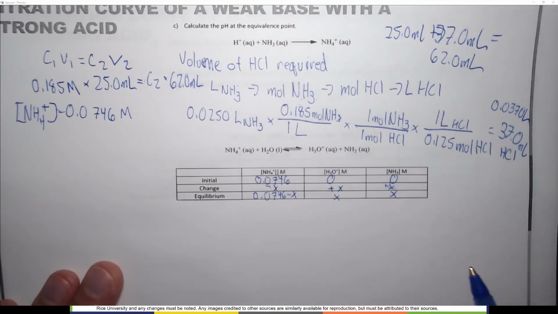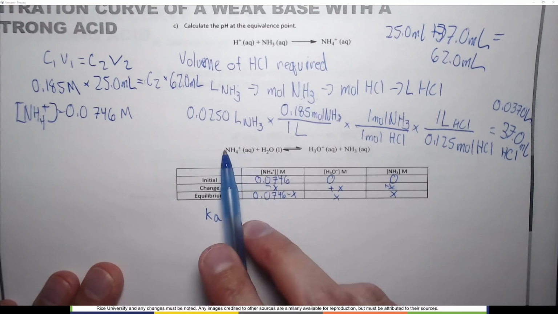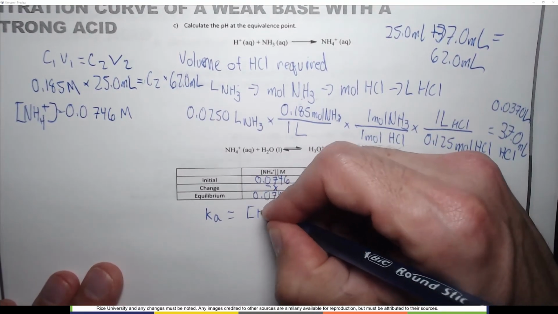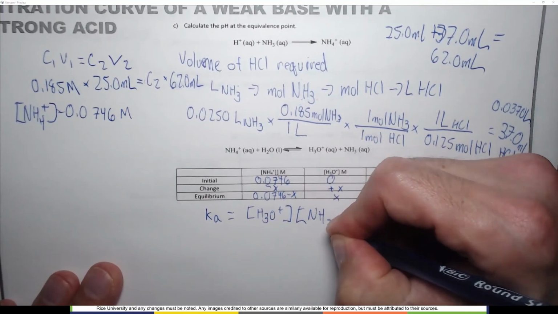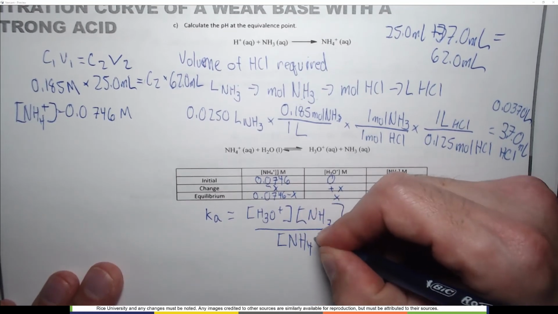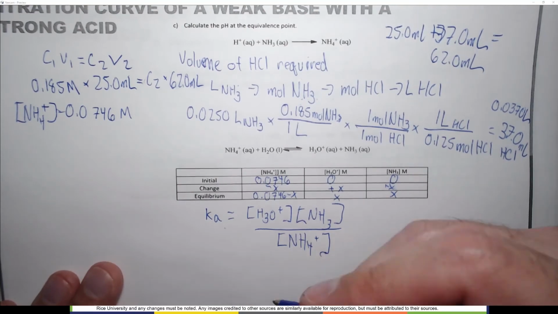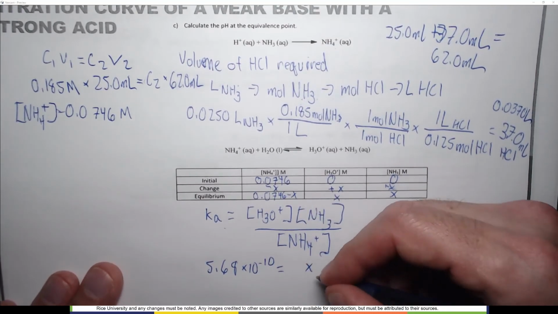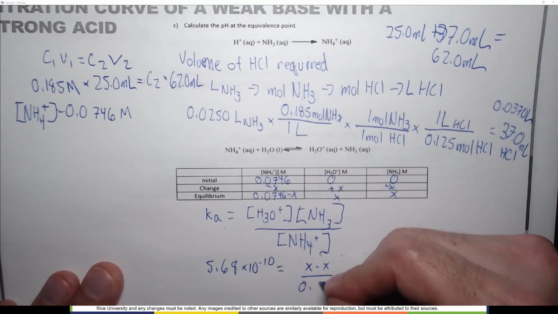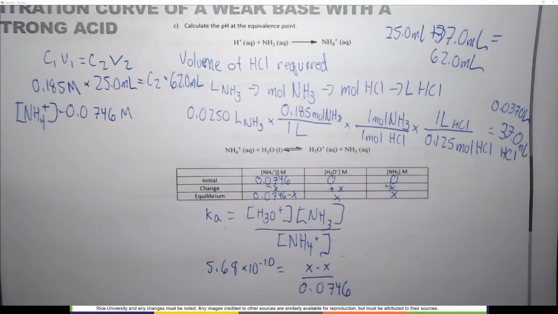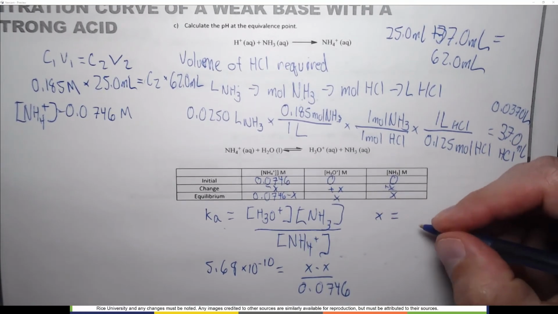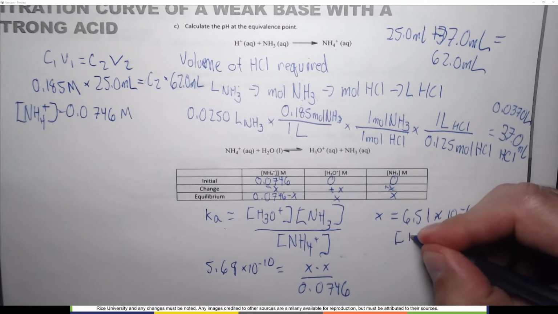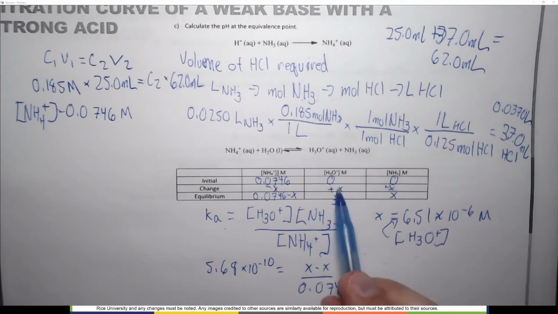Note here that we're going to ignore this x. We can now write the Ka expression, and this is a Ka expression because in solution at the equivalence point, we only have the conjugate weak acid. So Ka is going to be H3O plus times NH3 over NH4 plus. The Ka, we know, is given in the original problem, which is 5.68 times 10 to the minus 10 equals x times x divided by 0.0746. When we do all this math and we solve for x, we find that it equals 6.51 times 10 to the minus 6 molar. And this is also the concentration of H3O plus because X is the concentration of H3O plus.